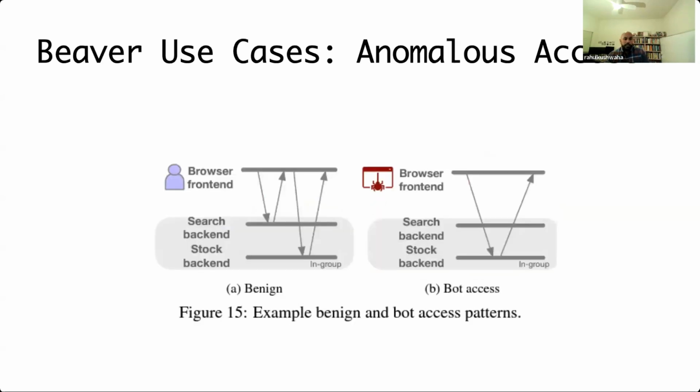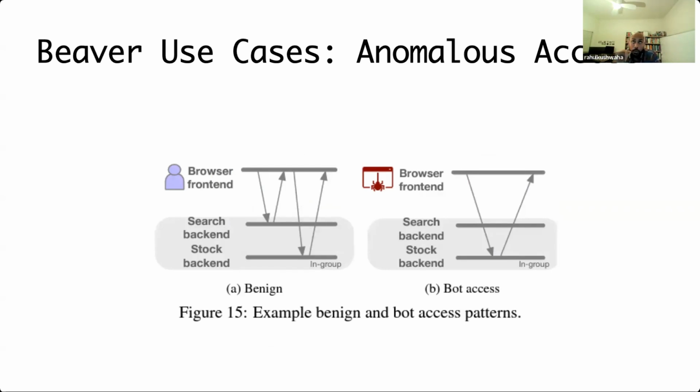They talk about 7 use cases, but one of the use cases that can help us solve is, imagine that you have 2 services in your cluster. One is a search backend, one is a stock backend. So your usual flow of users using the application is using the browser front end, they search for something, they get the result, and based on the result, they make a query to the stock backend and get a result, right?